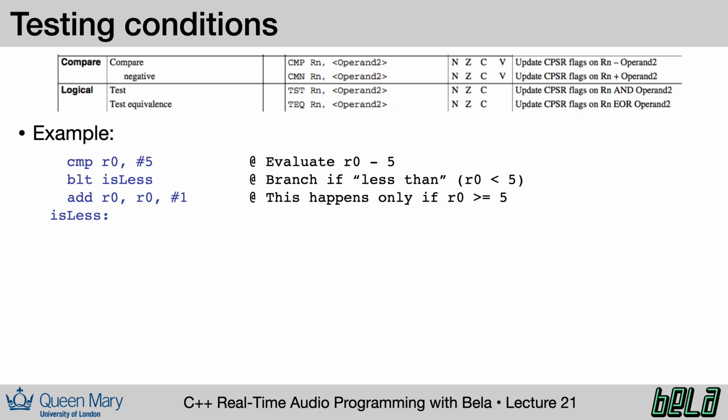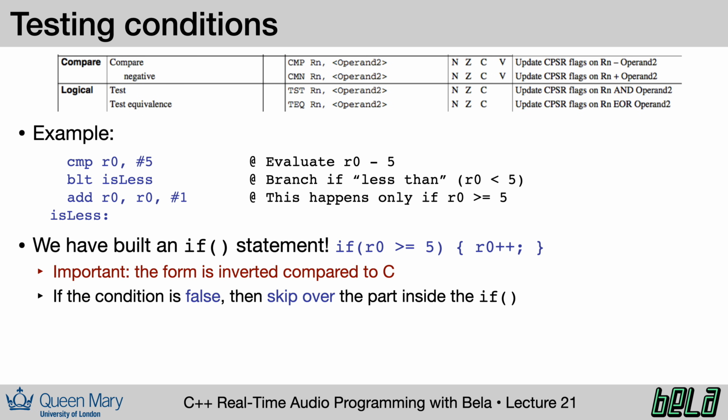Otherwise, we add 1 to register r0. Now look what we've done here. We have built an if statement. We've essentially written the C code, if r0 is greater than or equal to 5, then increment r0. However, notice that the form in assembly language is actually inverted compared to C. Effectively, the assembly language implementation of this C code is checking whether the condition is false, and if the condition is false, then it's going to skip over the part inside of the if statement. Just take a minute to look at these two forms of code and convince yourself that they're doing the same thing.